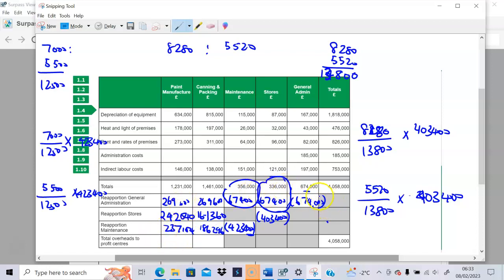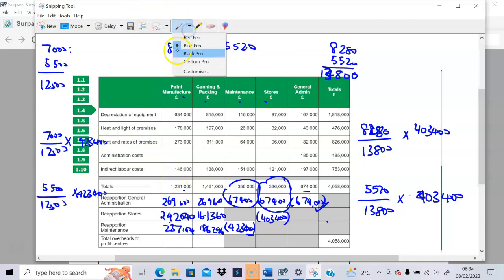So we have gotten rid. First task was to deal with general admin. Split that between all four. Then take the total of stores, split that between paint and canning, and then take maintenance, split between paint and canning, and then you have your new total. Add all these down together now. So this and this and this and this, this and this and this and this, right? So you can just add down.